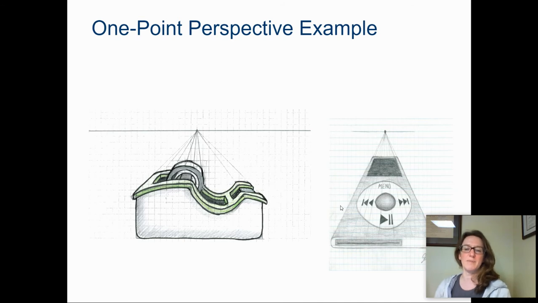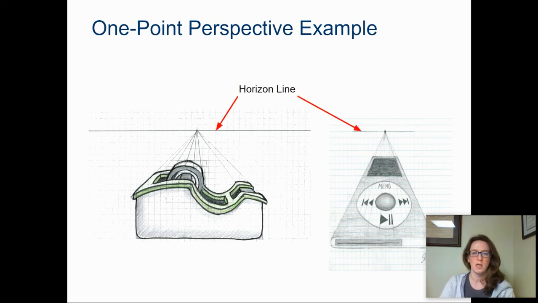Okay, like this, there's a tape dispenser, and an old school iPod. Check that out with the wheel and everything. Okay, so you can see that horizon line, you can see that vanishing point, single vanishing point.